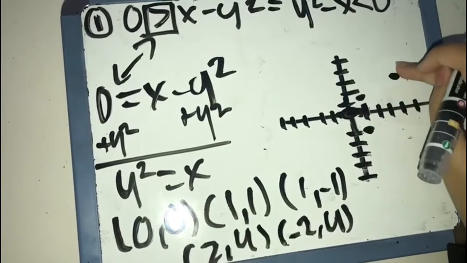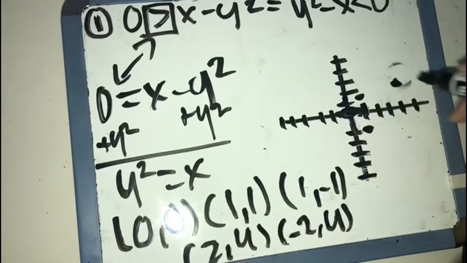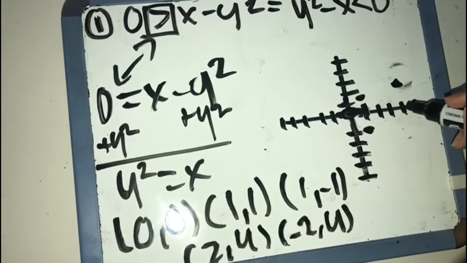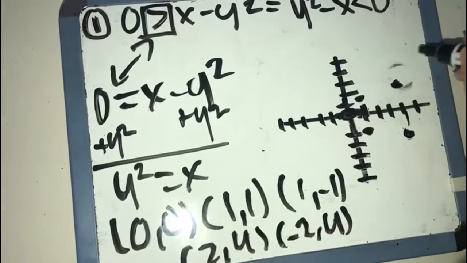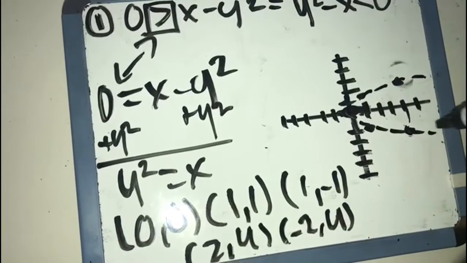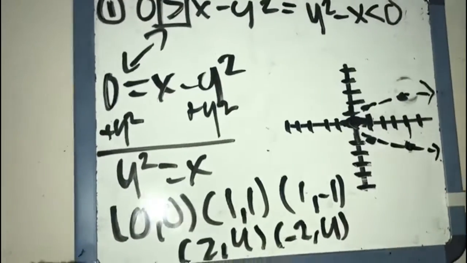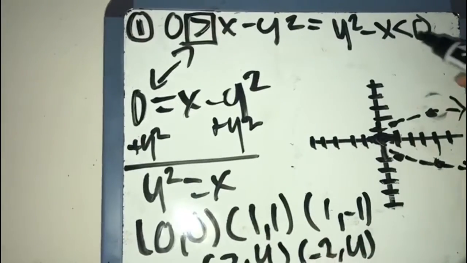Okay, now I got it right. This one is going to be a dashed line. I forgot that because I wasn't paying attention to the sign until I realized. So this is a dashed line, and this dashed line is based on the sign that we got, right?